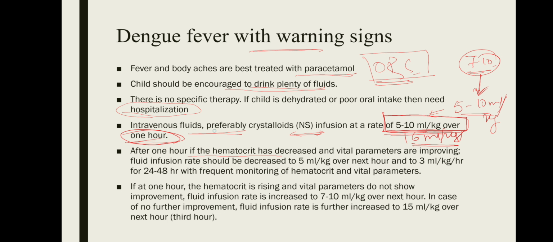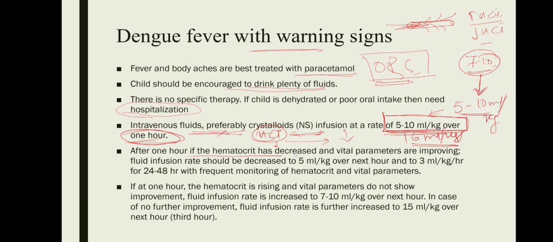So, before giving the fluid, you have to do one hematocrit, that means CBC with hematocrit. After 1 hour, you have to again do the hematocrit. If the hematocrit is decreasing during this phase, that means there is no fluid leakage, and you have given a sufficient amount of fluid. Because of the leaky blood vessels, the fluid is getting out, so if the fluid is getting out, the hematocrit is going up. So if we resuscitate the patient with good fluid, then the hematocrit decreases.